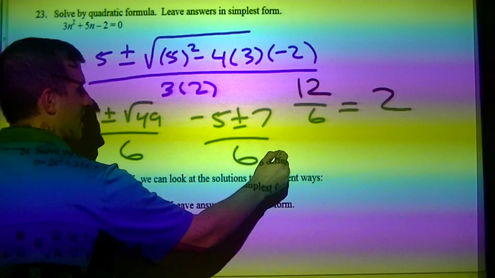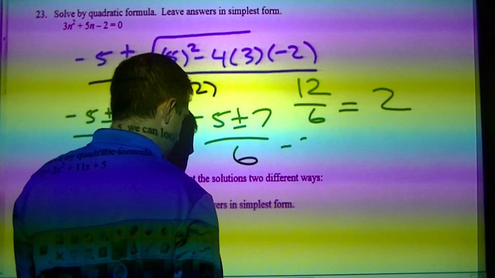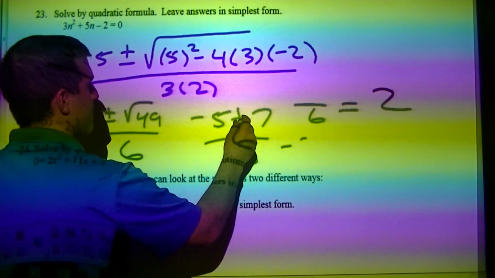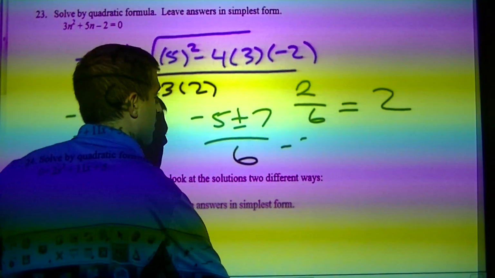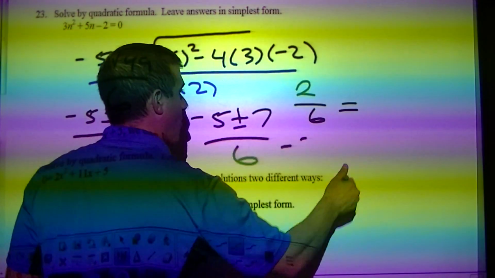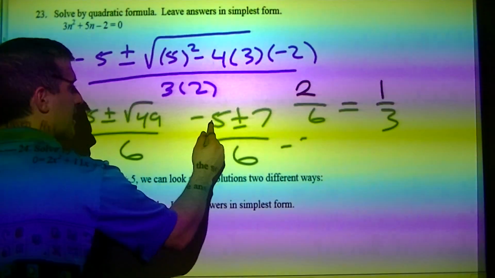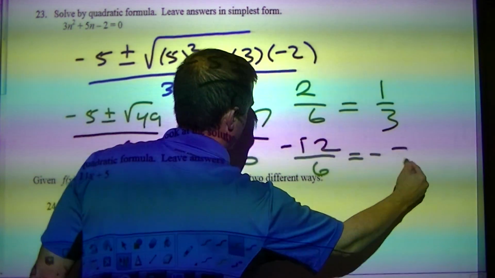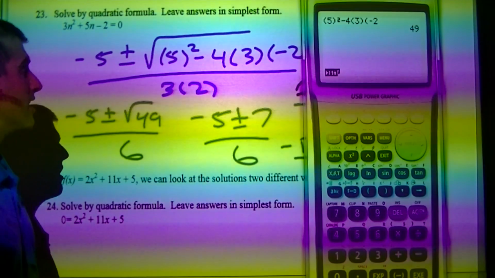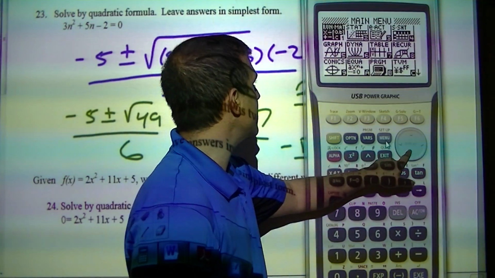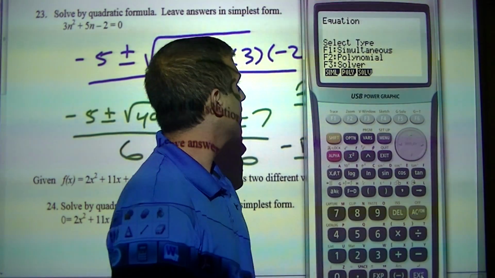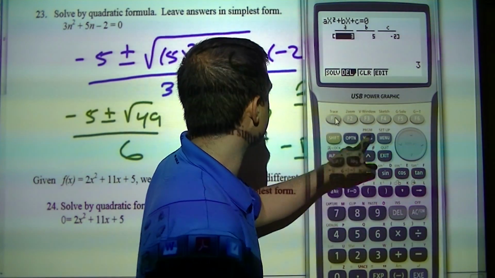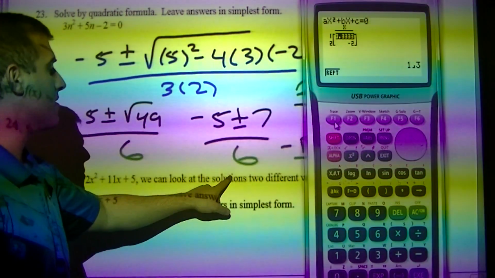I'm sorry, that's not right. Let me go back, hold on. Negative 5 plus 7 would be 2. 2 divided by 6 is going to be 1/3. Negative 5 minus 7 would be negative 12, divided by 6 would be negative 2. Well, let's check. Did I get those answers when I went into my menu, back to equation? All right, solver 2. All right, and then let's solve that. Yeah, that's what I got, 1/3 and negative 2.